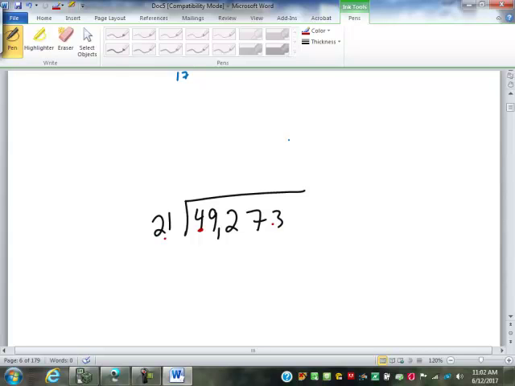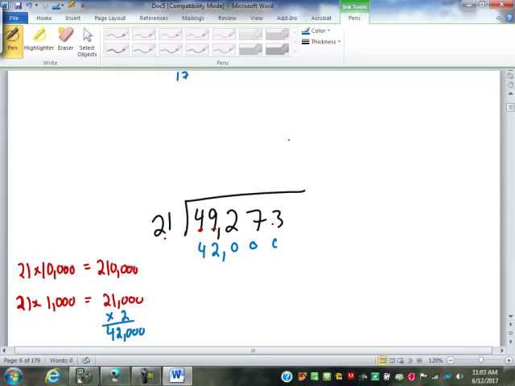1, that's the 10,000s. So I'm going to do 21 times 10,000. That's 210,000. Can I subtract that from 49,000? No, that's too big, isn't it? So we move to the next place value, the 1,000s. 21 times 1,000 is 21,000. Can I subtract that? Yeah, in fact, I can subtract it twice, right? 21,000 times 2 is 42,000. So I have 7,273 left.